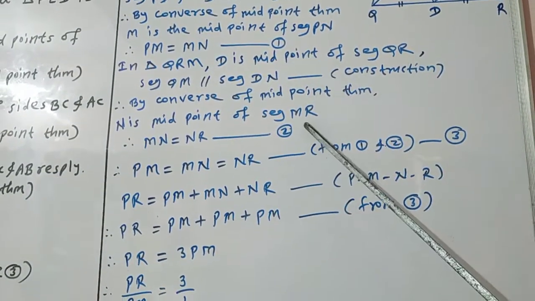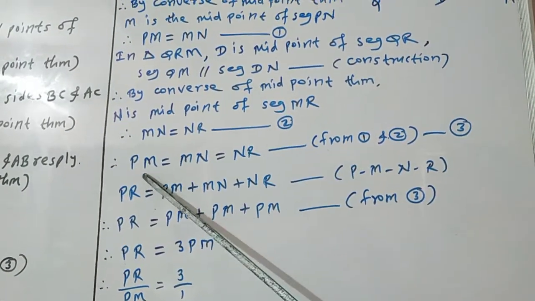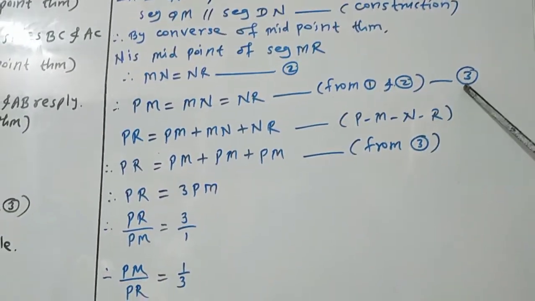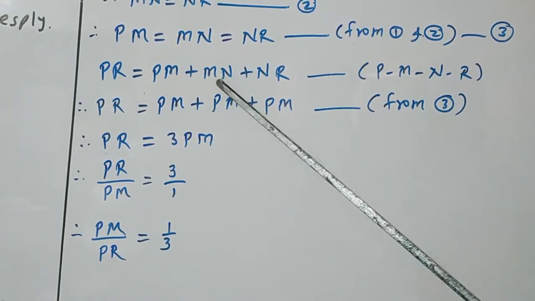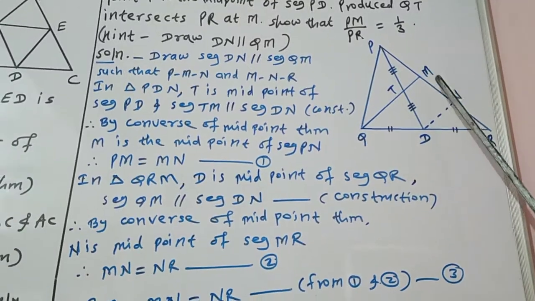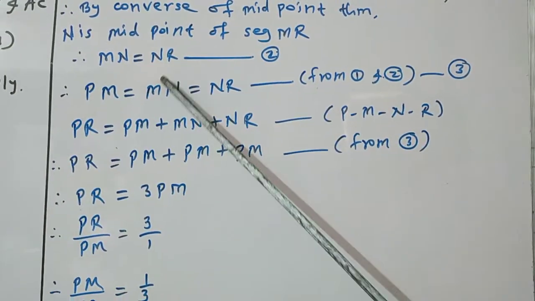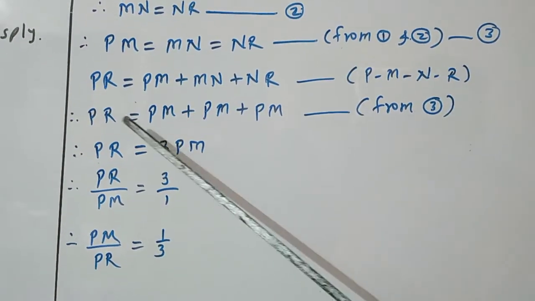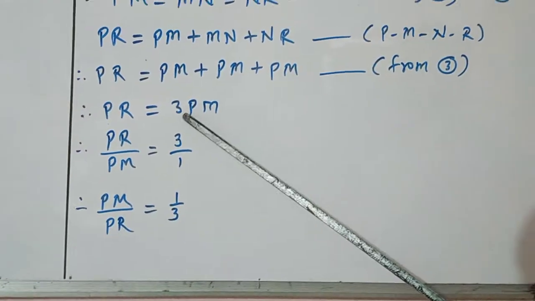Now observe 1 and 2. PM is equal to MN and MN is equal to NR. Therefore, PM is equal to MN is equal to NR from 1 and 2. Give it number 3. Now from figure, PR is equal to PM plus MN plus NR. See in this figure, PR is equal to PM plus MN plus NR. Now from 3, all these 3 are equal. So replace MN and NR by PM. So therefore PR is equal to PM plus PM plus PM means 3 PM.